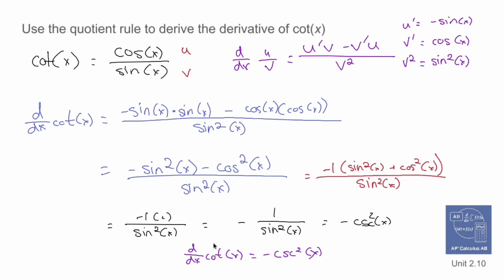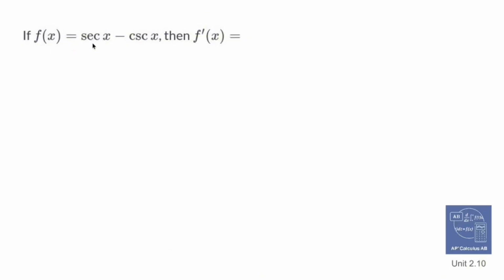So not the prettiest looking thing in the world, certainly not, but the quotient rule gave it to us, and boy wasn't that a lot of fun. If f of x equals secant x minus cosecant x, then f prime of x is what? Well, this is just a matter of memorizing the derivatives of secant and cosecant. There's no attachments here, none at all. The derivative of secant is going to be secant x tangent x, so let's write that out. Secant x tan x minus the derivative of cosecant, which is negative cosecant x cotangent x, like so.